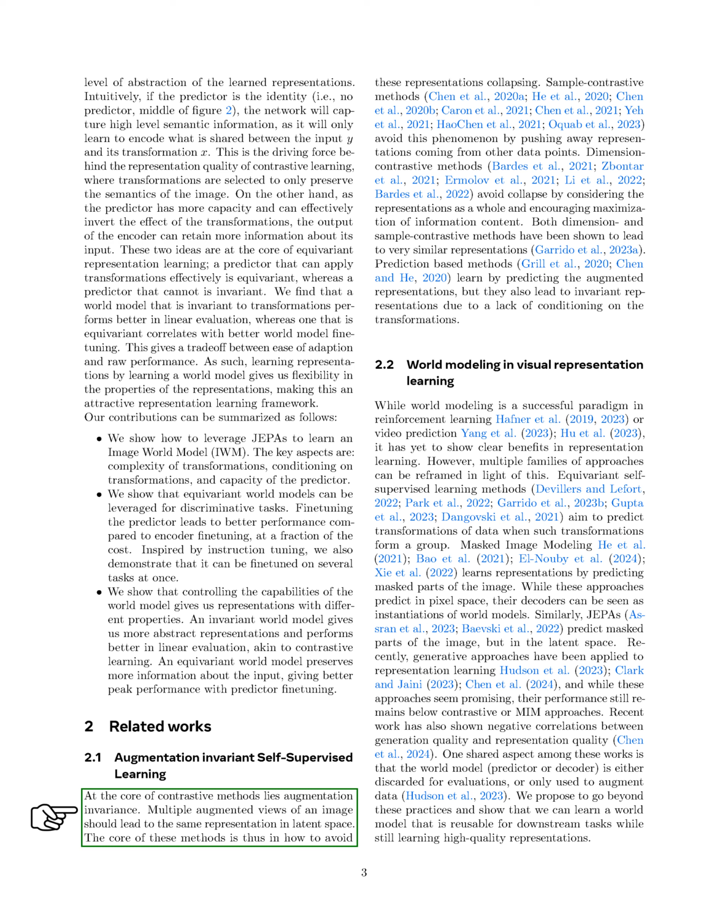Recently, generative methods have been applied to representation learning. Although promising, their performance still lags behind contrastive or MIM methods, and there's evidence suggesting a trade-off between the quality of generation and the quality of representation. A common theme among these methods is that the world model, whether a predictor or decoder, is either discarded after training or only used to enhance data. We propose a new approach where we learn a world model that not only aids in learning high-quality representations but is also useful for tasks that follow.